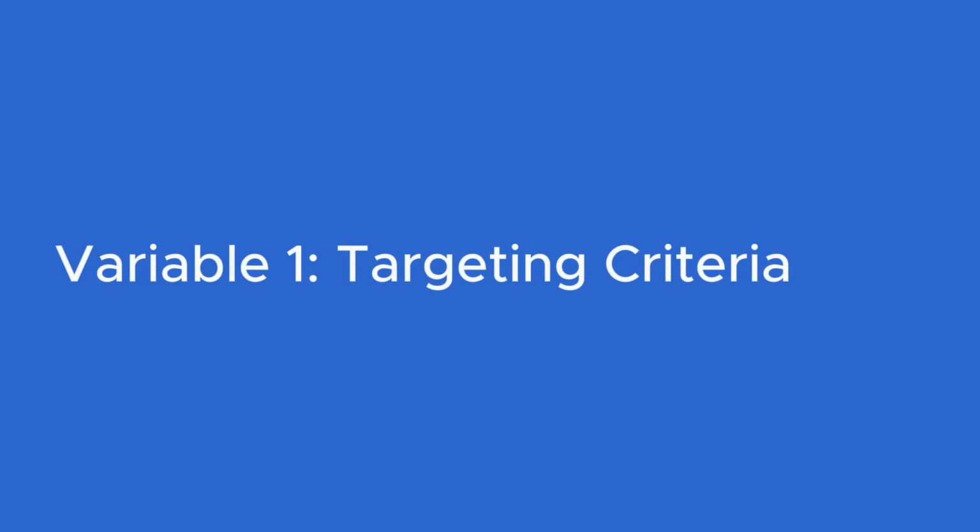So variable number one is going to be the audience that we're targeting. For example, are we targeting the right keywords if we're using search campaigns? Are we targeting the right audience stacks if we're using social, like LinkedIn, Facebook, Instagram, etc.? And then even with keywords, there's a layer deeper to this because you have to remember there are different levels of intent behind certain keywords.